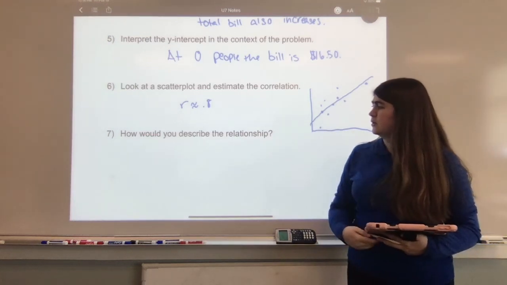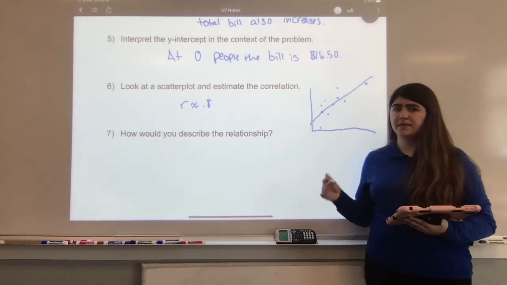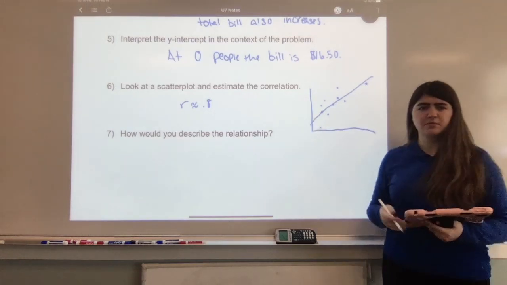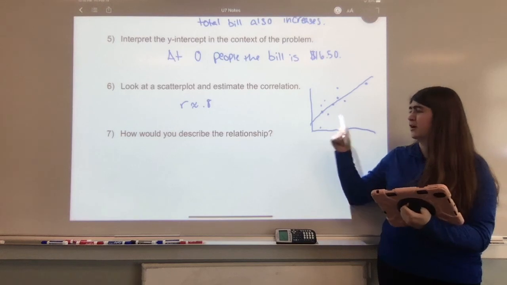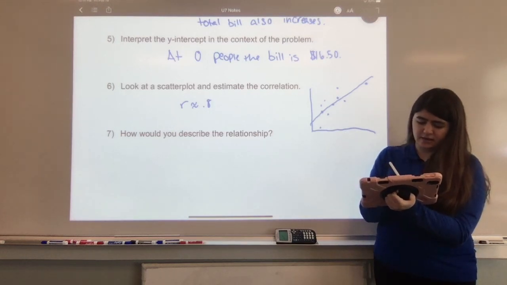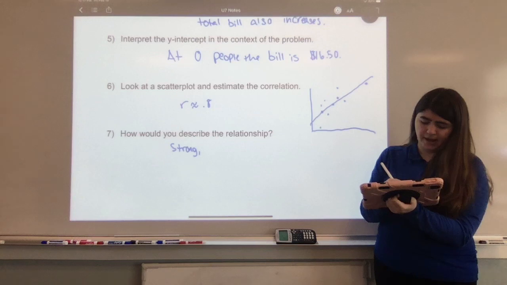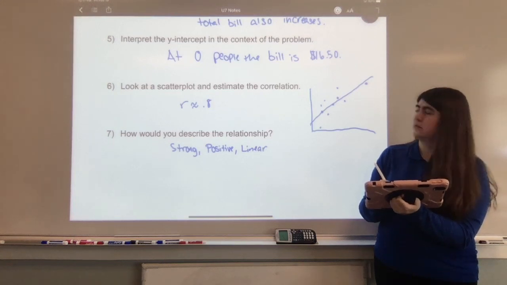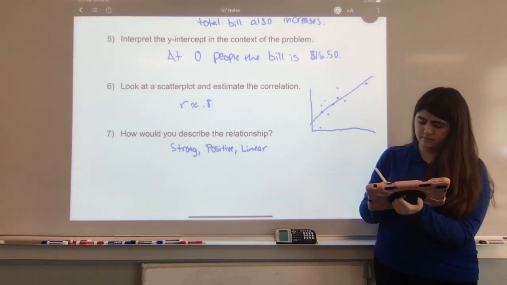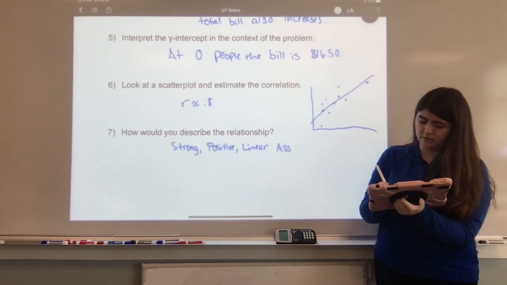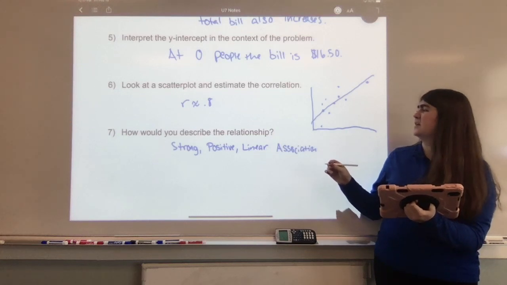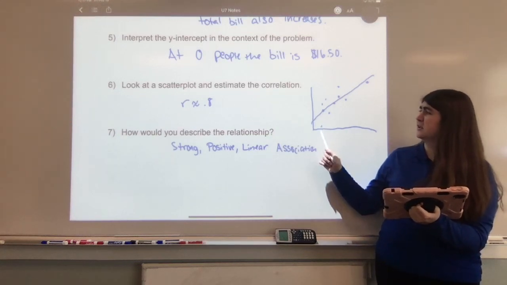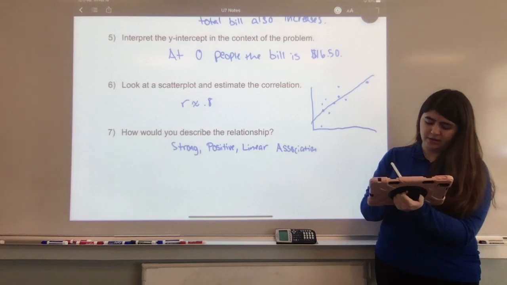All right, and how would you describe the relationship? I would say that as this has about a 0.8, we said it was kind of strong. We already said it's positive. We already know it's linear. So I'm going to say that this is a strong, positive, linear association, and I'm not really seeing any outliers. Maybe this one right here, but it's still pretty much on trend, so I'm going to say no outliers.